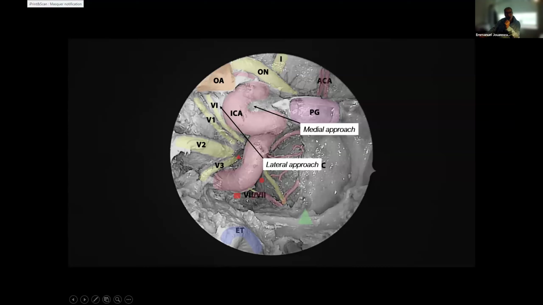So to approach the cavernous sinus using the endonasal route, there are 2 routes you can use. The medial approach, where you are working laterally, you use the pituitary fossa, and you can get inside the cavernous sinus using this medial approach. But the more difficult surgery and the more aggressive approach is when you start to operate through a lateral approach, when you start working laterally to the ICA.